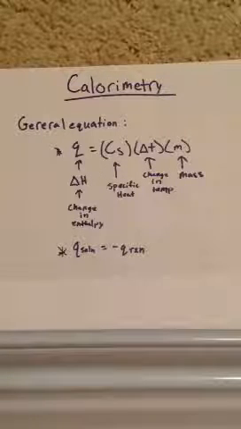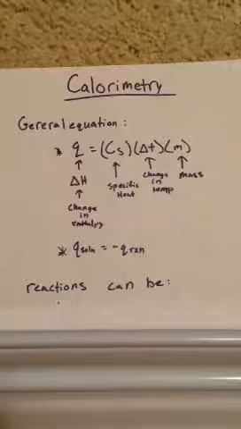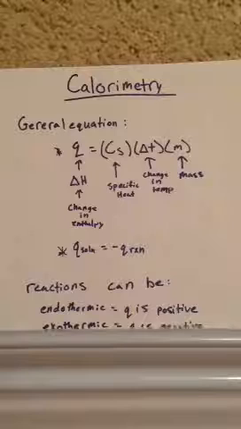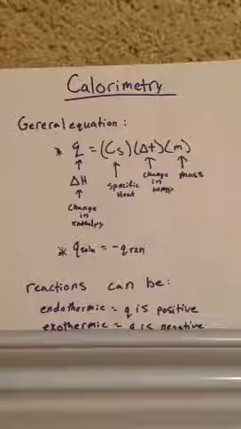Also, we need to keep in mind that the Q of the solution is equal to the negative Q of the reaction. There are two things that the reactions can be. The first is endothermic, meaning that Q is positive, or it could be exothermic, meaning that Q is negative.